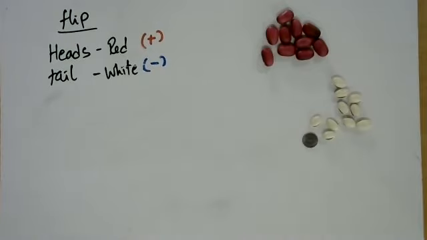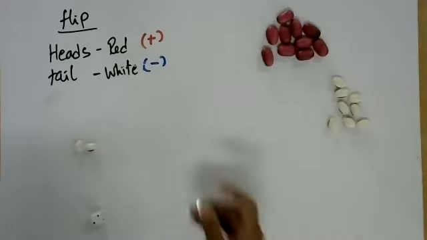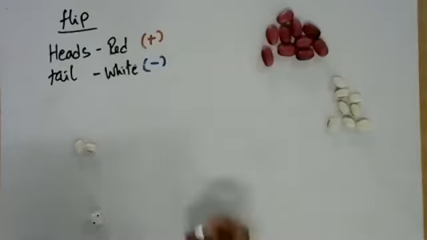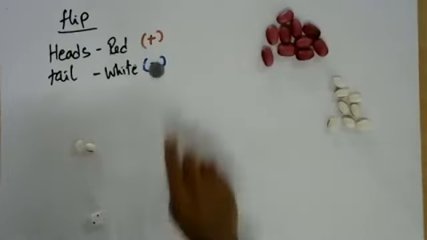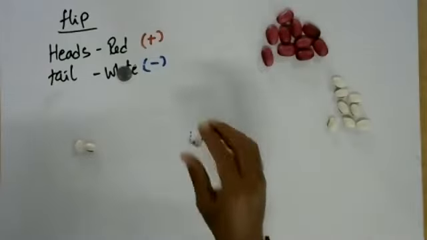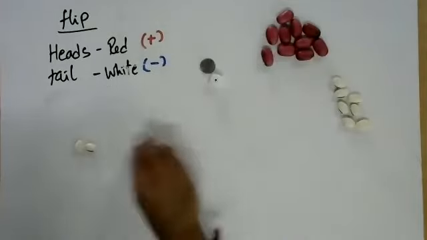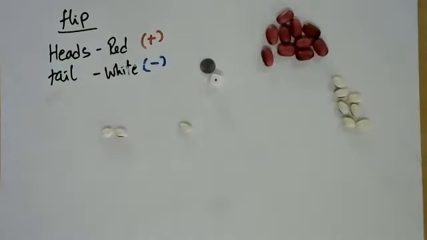Yes, Vedika. So you got tails. 2. Okay, 2 whites, and then I'm going to toss again. Okay, again it's white. Okay, this is going to be interesting now. 1. So I have got 2 white and 2 white. Sir, can I say the answer?